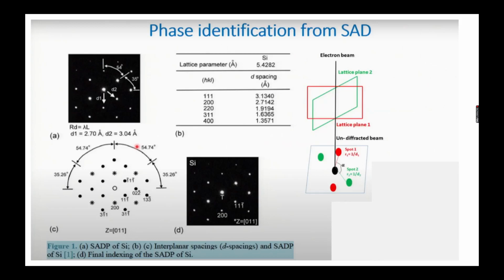FCC, 4R is equal to root 3. Exactly, that one I'm saying. So from that I can calculate, according to that, we can calculate a. That's right. Yes.